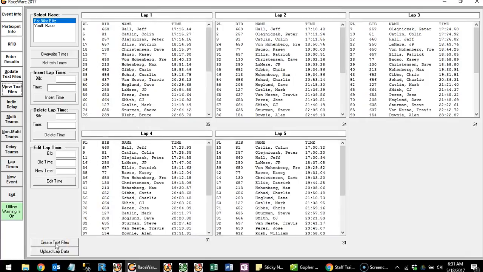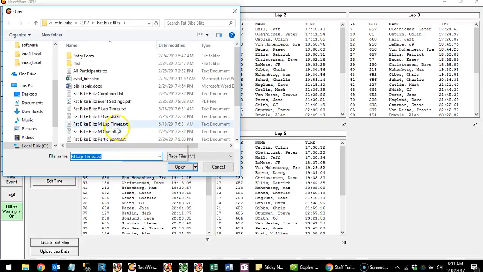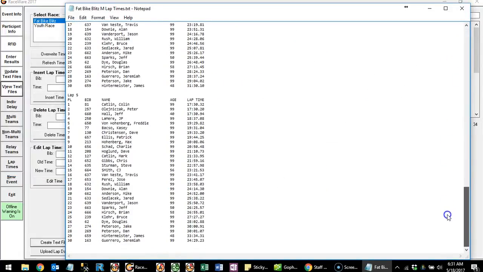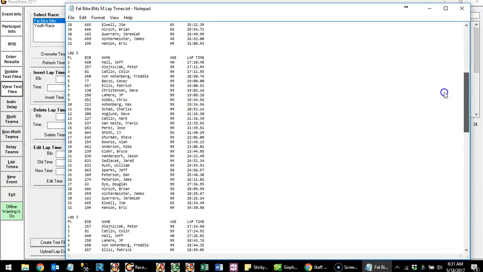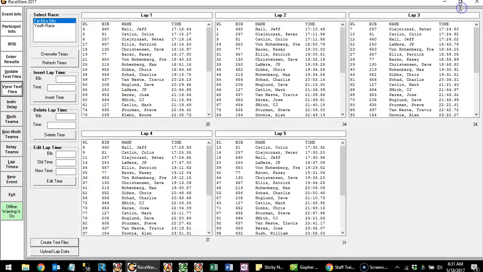I must not have actually done a create text files. Let's see what happens if I do it now. Now let's view text files. Let's see if we have that. Yeah, there we go. So now we have our lap times. That was pretty cool, and there's almost nothing to do here. It takes care of itself.